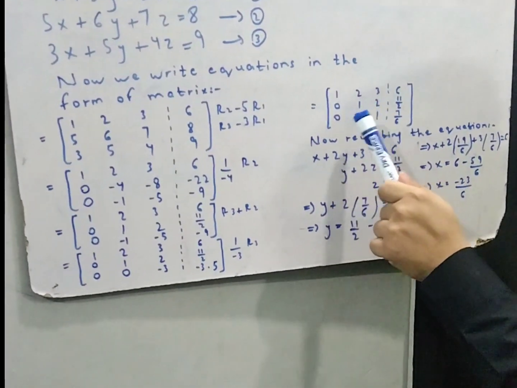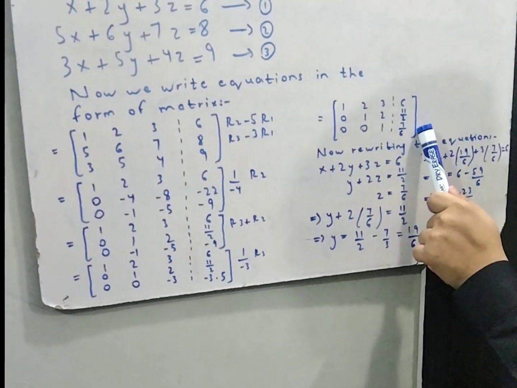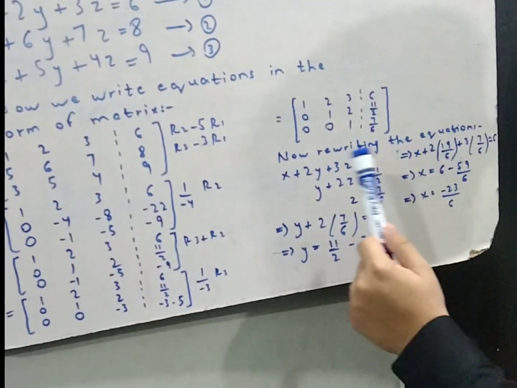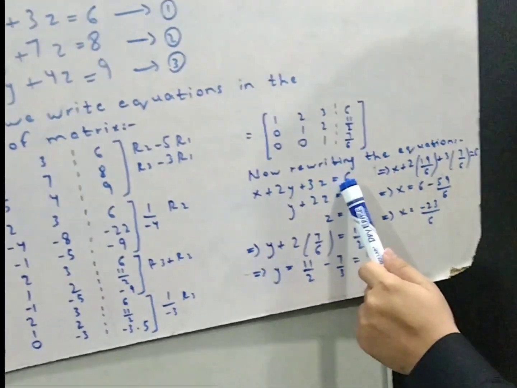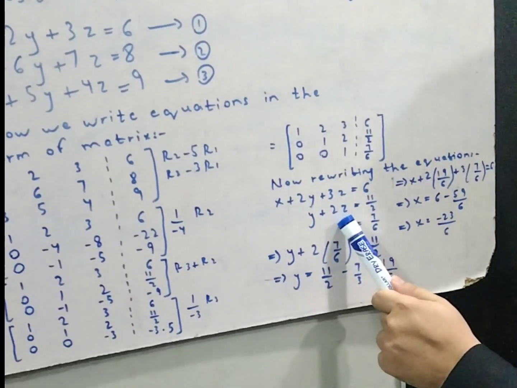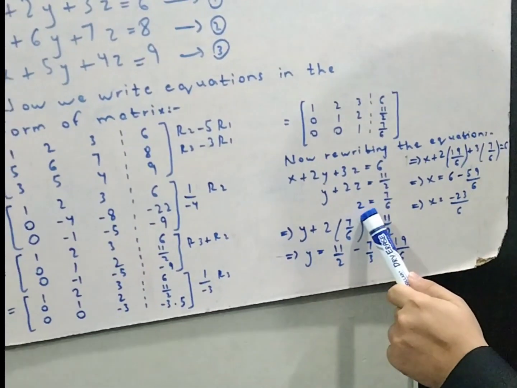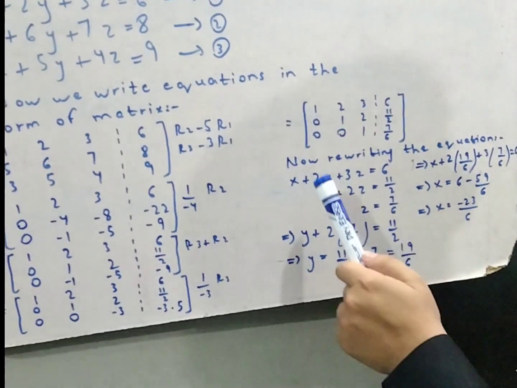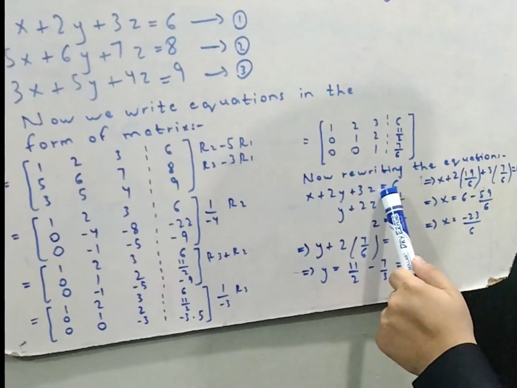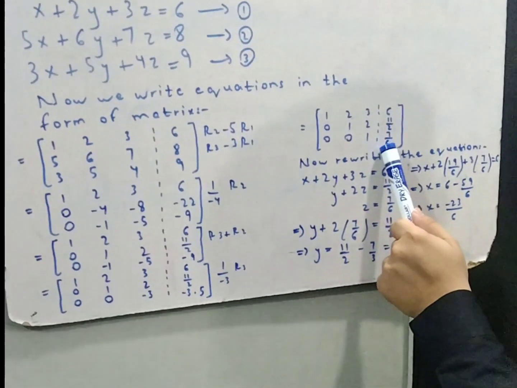1, 2, 3, 0, 1, 2, 0, 0, 1 and these equations. Now rewriting the equation, x plus 2y plus 3z is equal to 6, 2y plus 2z is equal to 11 upon 2 and z is equal to 7 upon 6. So z is equal to 7 upon 6.